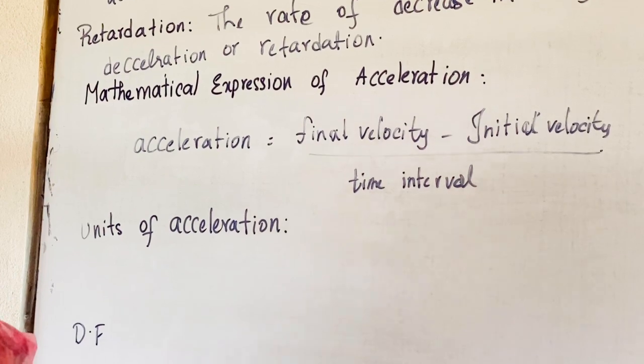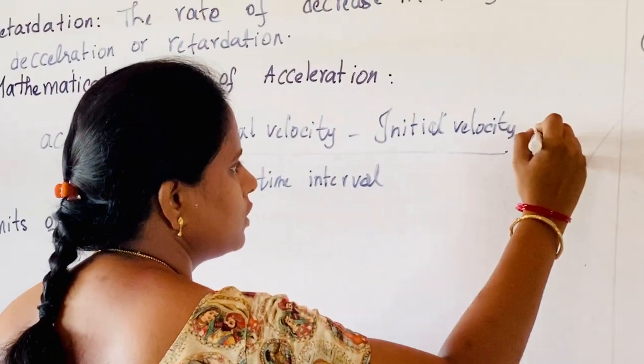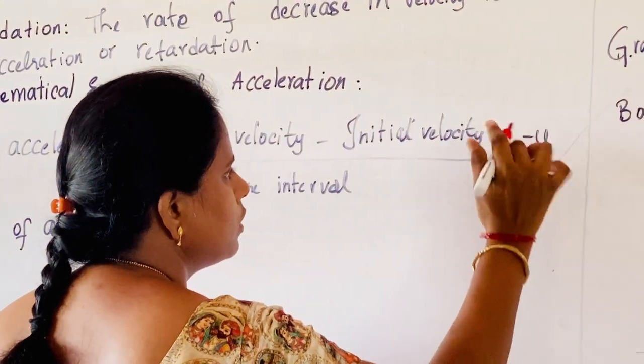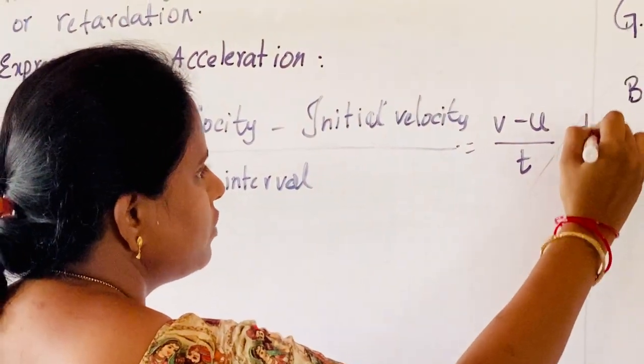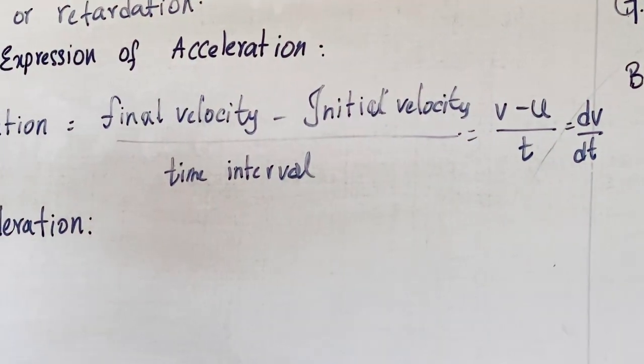This is also written as change in velocity by time taken, or else we can also represent using the symbols V minus U by T, or it also can be written as dV by dt. That is nothing but change in velocity by time taken.